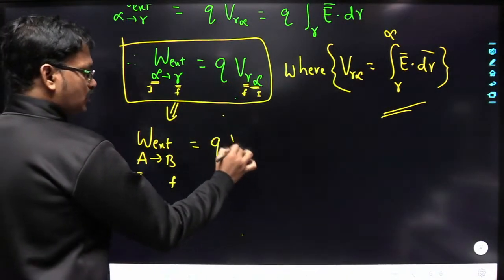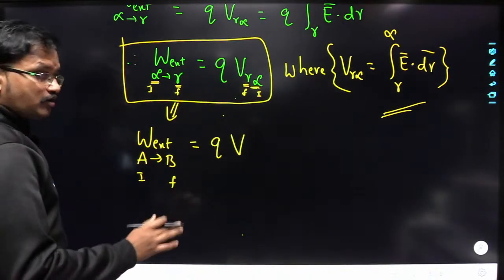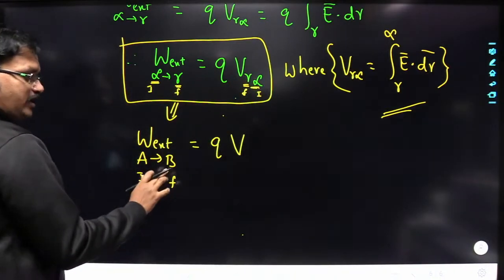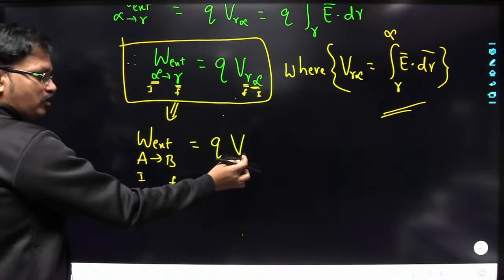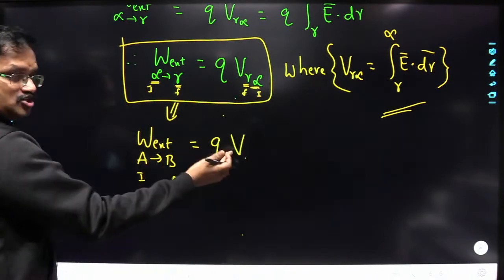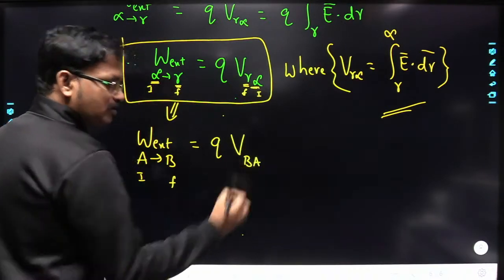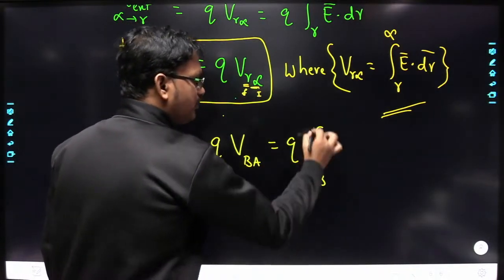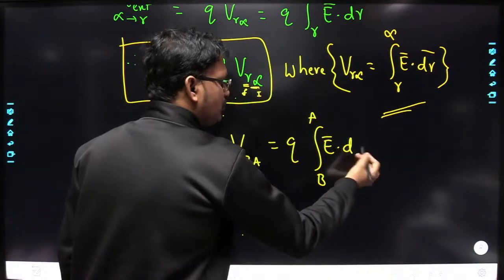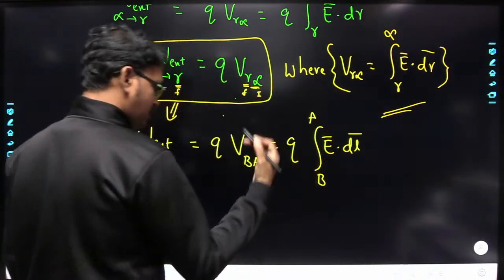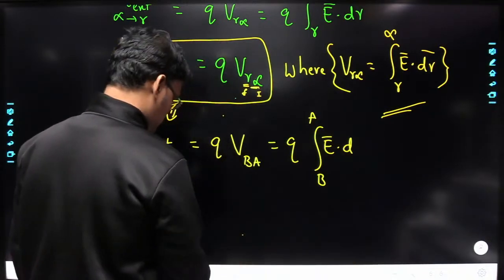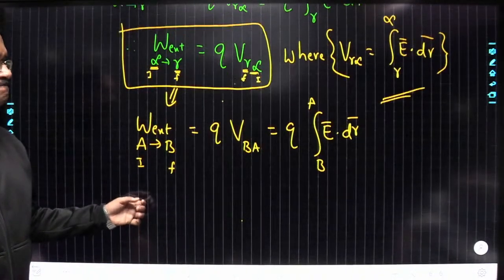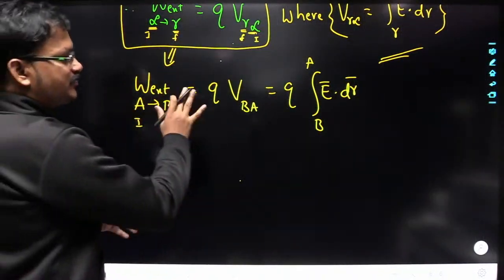So this is equal to Q into, whenever you are writing the potential, how do you have to write? First you have to write the gain in potential at R with respect to infinity. That means you first write the final, as a subscript. Whenever you are writing a subscript, first write the final and then the initial. So that is V_BA. Understood? So that is equal to Q into V_BA, so integral B to A E bar dot dr bar or dl bar, whatever you want you can write here. It has to represent the displacement, that's it. Understood? So you can write in this manner.